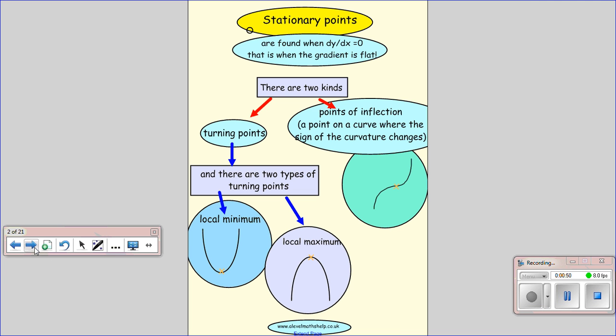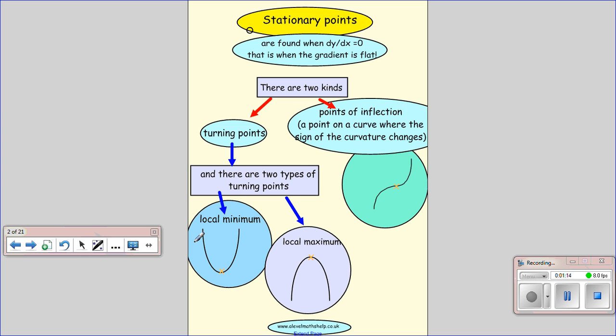Now, before we find a stationary point, we just need to discuss what a stationary point is, and by definition the stationary point is a point when the gradient is flat. That means when dy by dx equals 0. Now there's two kinds of stationary points. One's called turning points and one's called points of inflection.